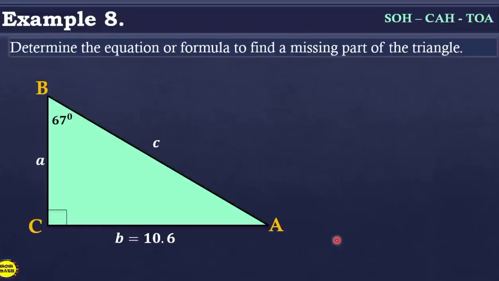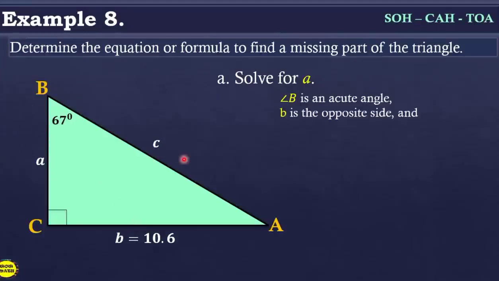Okay, so determine the equation or formula to find the missing part of the triangle. So, dito naman, solve for A. So, ang given natin, identify nyo yung mga given. So, given po si angle B. Angle B is an acute angle. So, ito po hinahanap natin ha. So, angle B is an acute angle. Ano pa may given tayo? Your B. So, B is the opposite side. Okay? So, B is the opposite side.